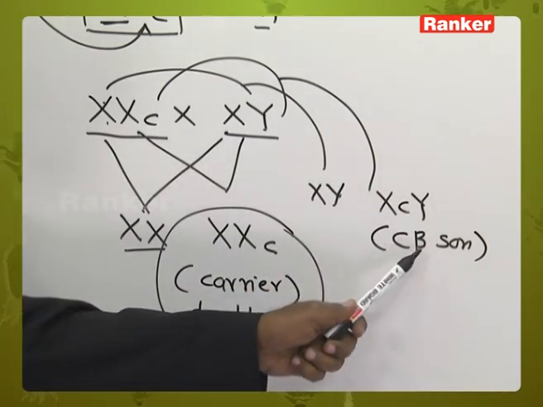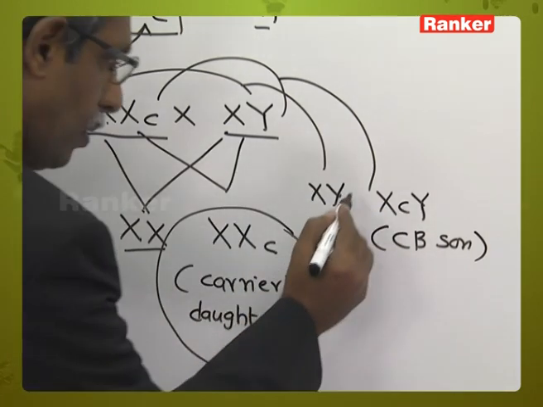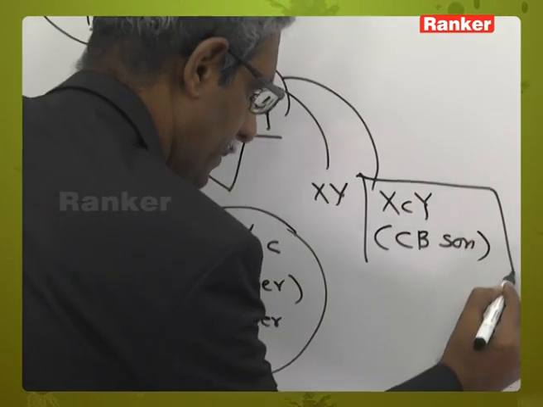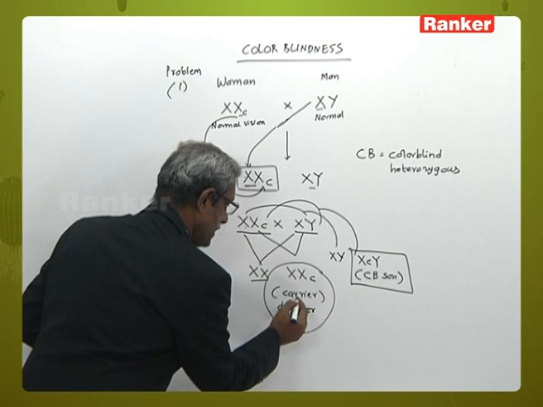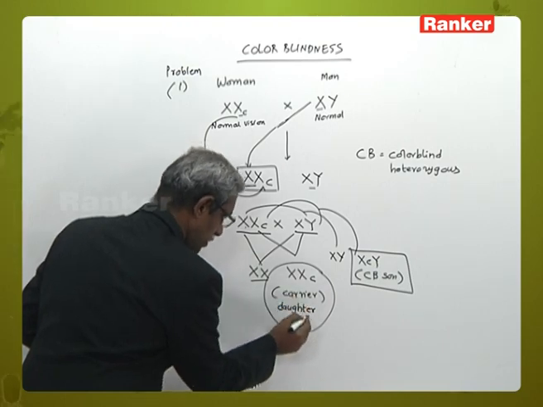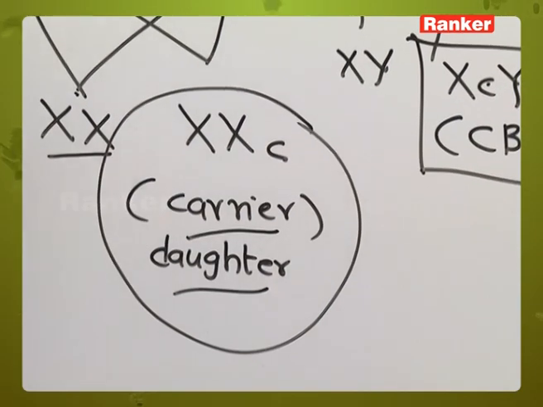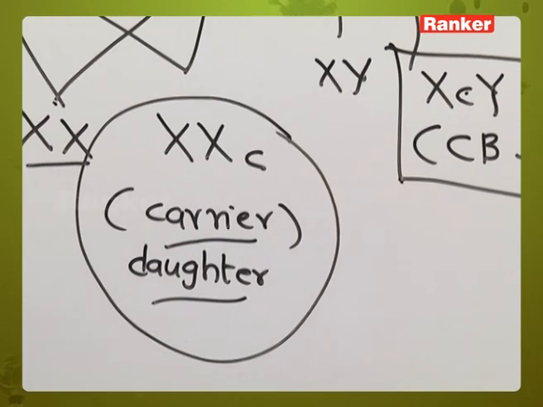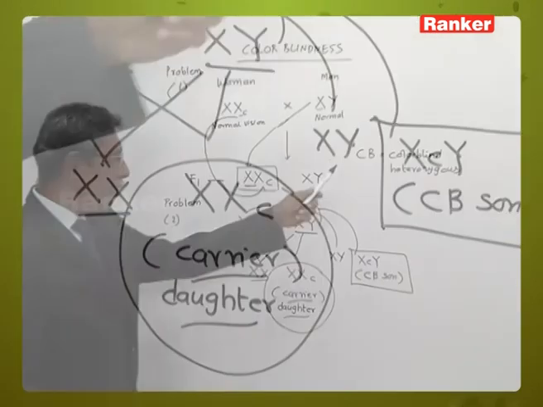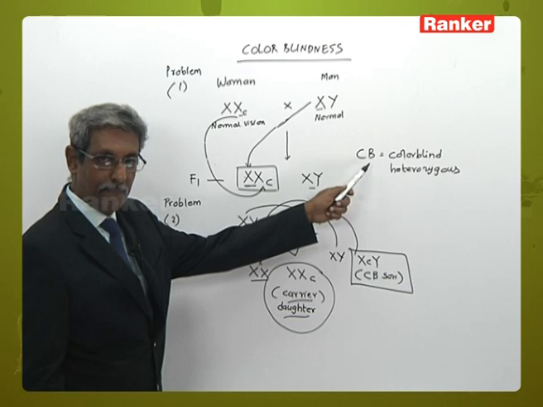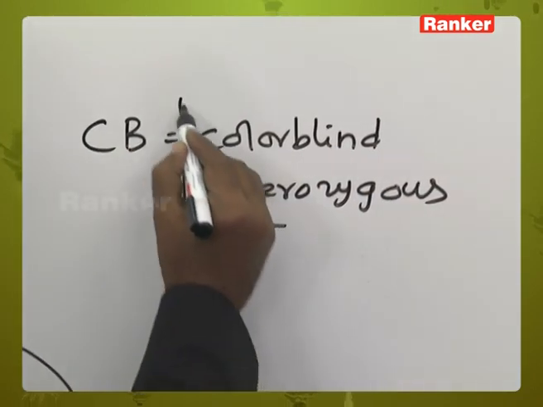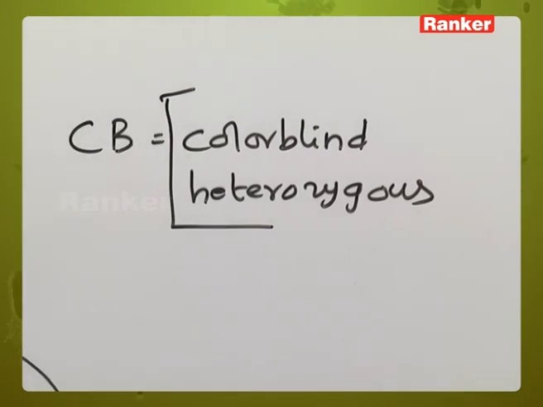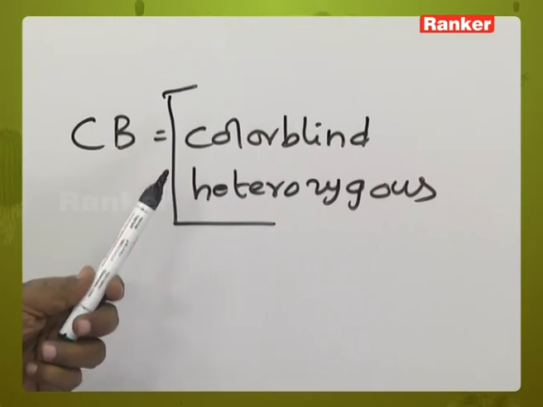So this is the color blind son. Sons are always XY. They have the color blind gene, but the carriers are always the daughters. So many times in an objective question, they could ask you, how does color blindness represent? Color blindness represents in the form of a heterozygous condition. Heterozygous condition is a characteristic feature of color blindness.